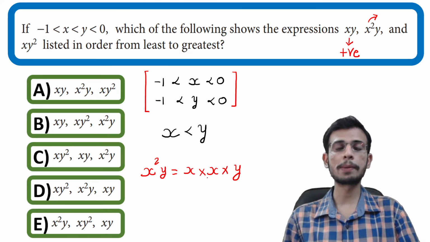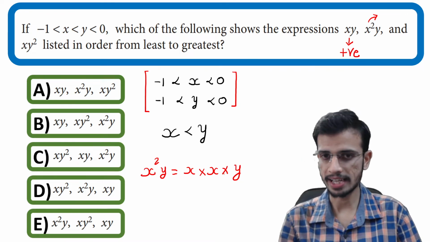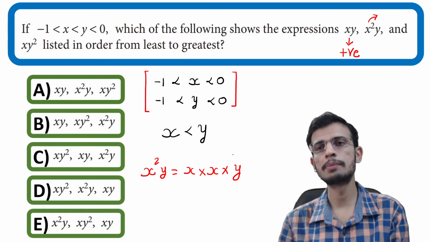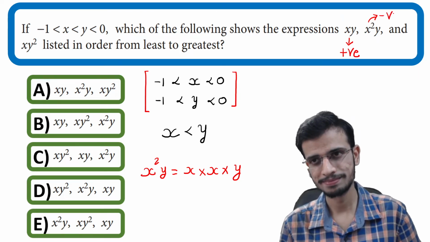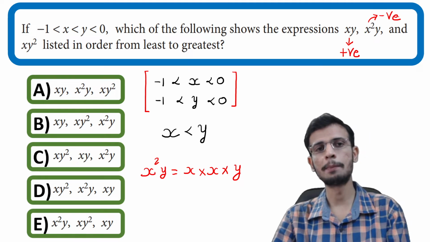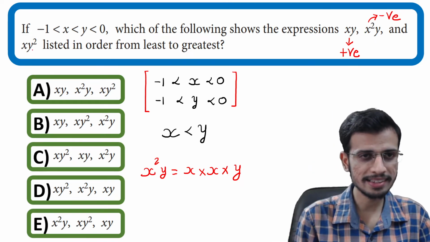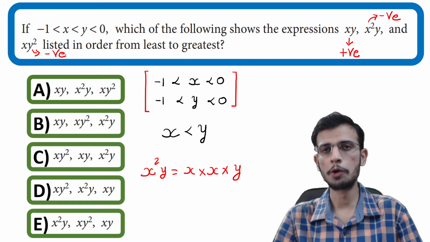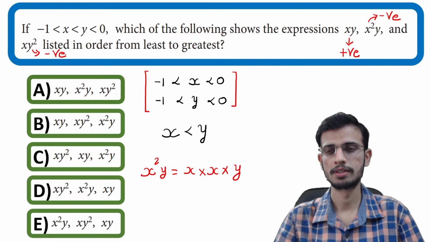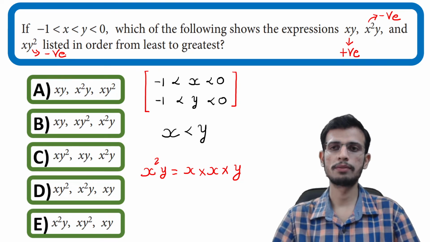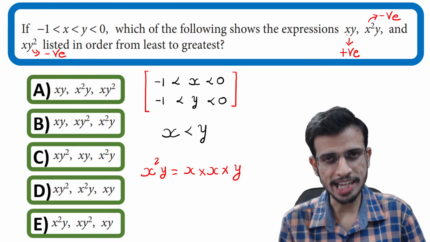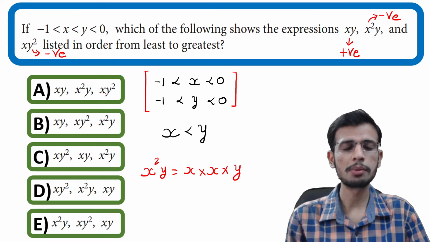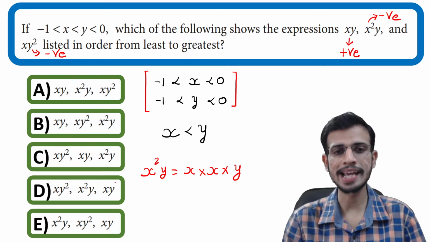Whenever you multiply 3 negative numbers, the product of any 3 negative numbers will be negative. So this term will be negative. Similarly, this term will also be negative. We have to arrange them in ascending order. So from this we got that xy will be the greatest: it is positive and the other two are negative. So on the extreme right hand side there will be xy.